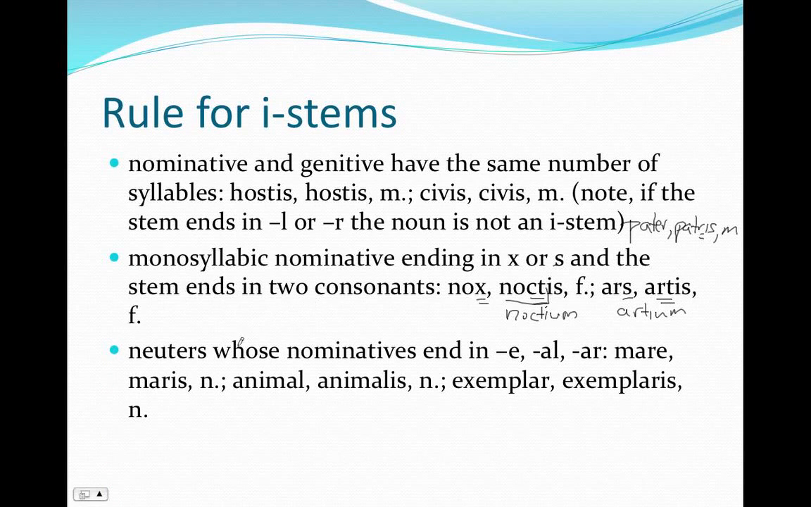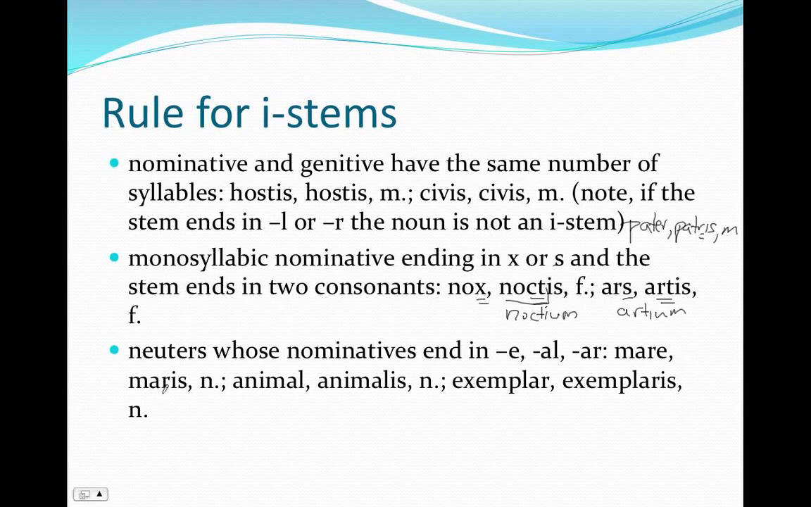And finally, the most consistent rule for I stems are neuter nouns whose nominatives end in E, like mare, al, like animal, and ar, like exemplar, example. So these would all follow that mare, maris declension.